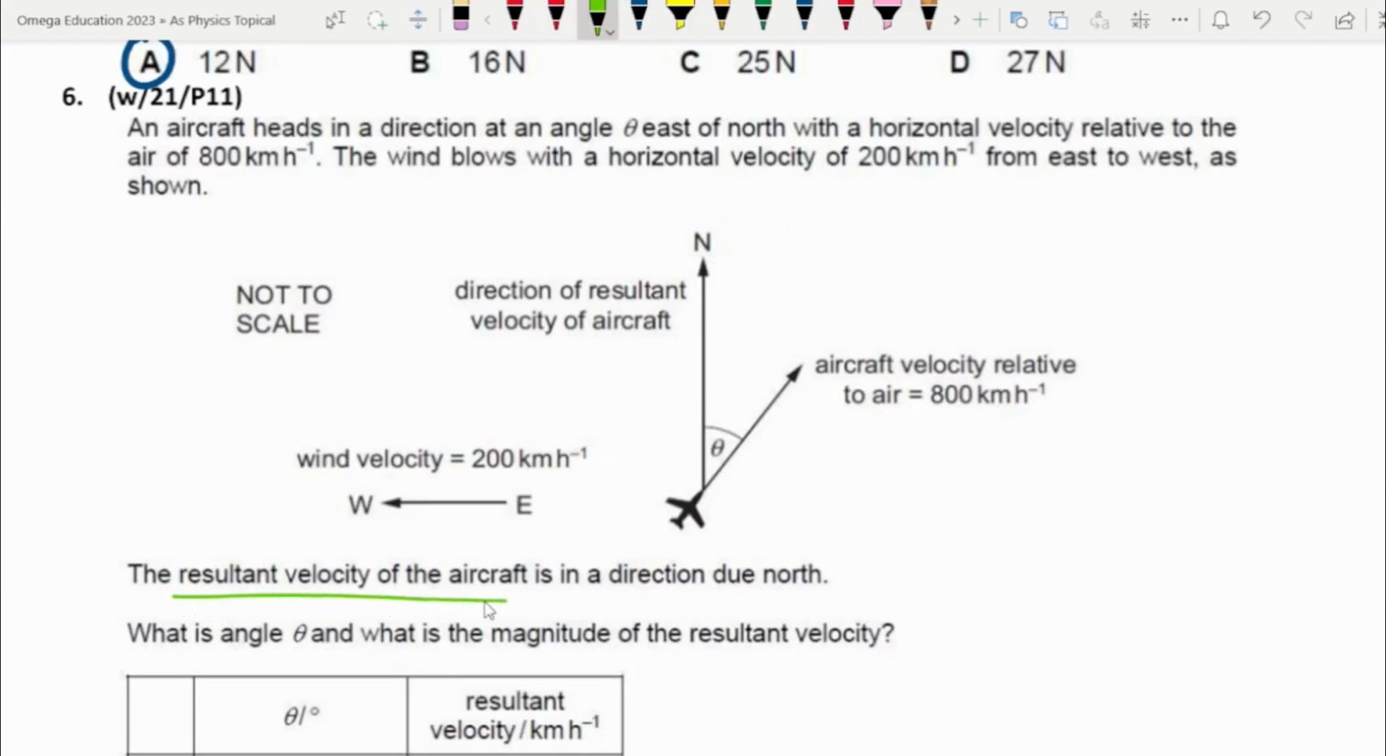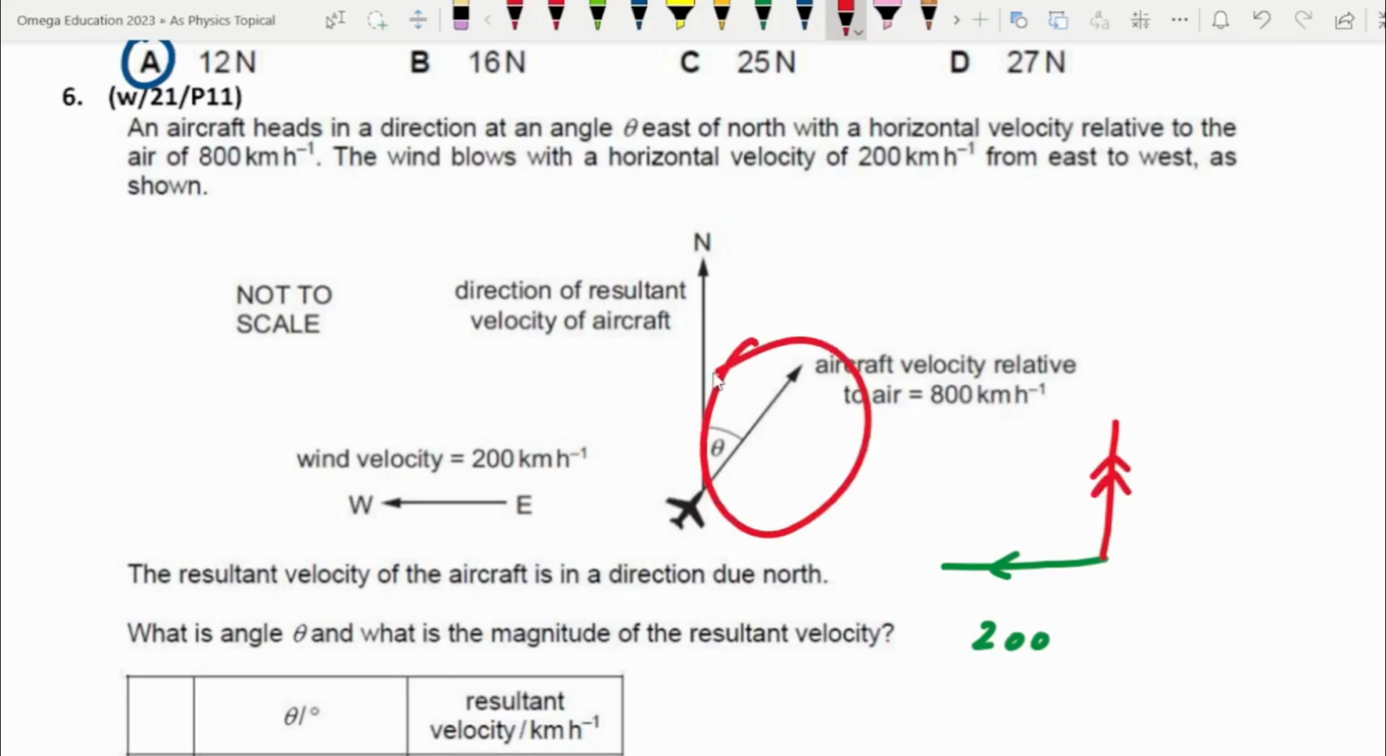So what we need to find is the resultant velocity of the aircraft, which is in the direction due north. Okay, the resultant velocity is north. What is the angle and the magnitude of the resultant velocity? Over here, this is the wind. And what is the magnitude of this vector? 200 kilometer per hour. This is the first vector. The resultant vector is towards the north, like this.